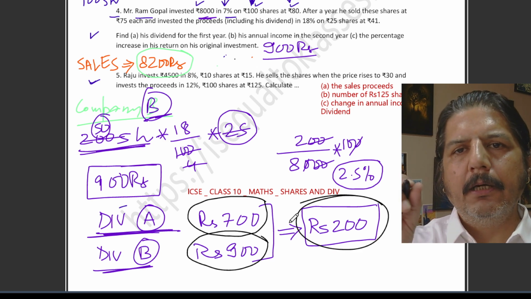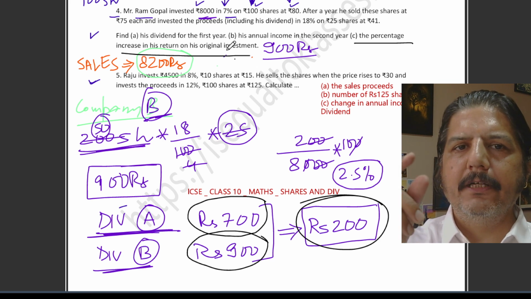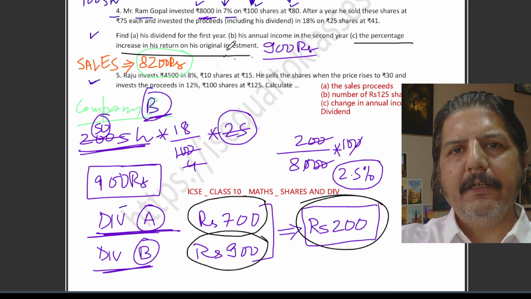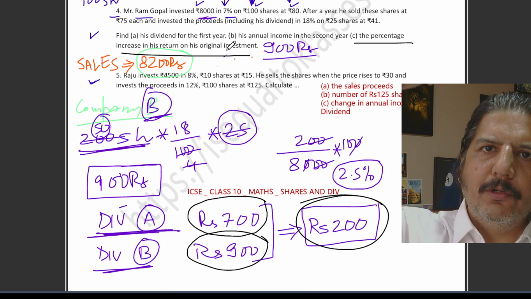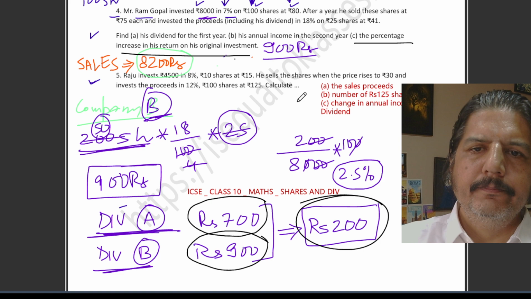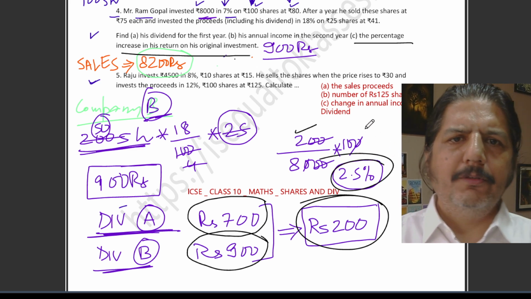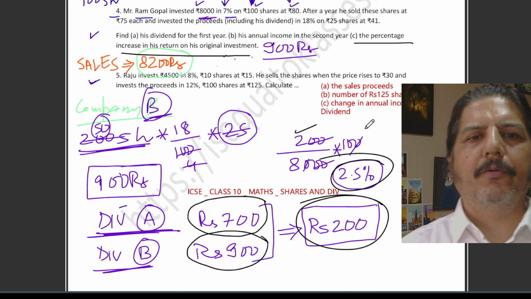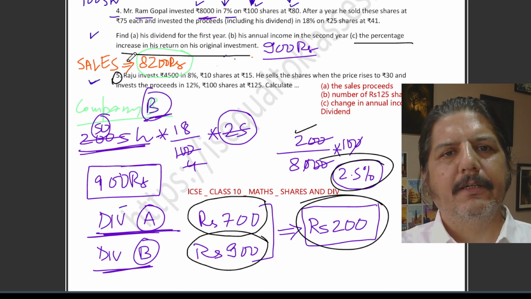But you have to read the question clearly. The question says the percentage increase in his return on his original investment. So the percentage increase has to be calculated on the return, because we have to calculate the return on his original investment. So he has been able to generate 200 rupees more, investing 8,000, and that is why the percentage is 2.5%. So hope this is clear. This was a bit complicated question. The next question, this Raju question again is complicated. Let's proceed.